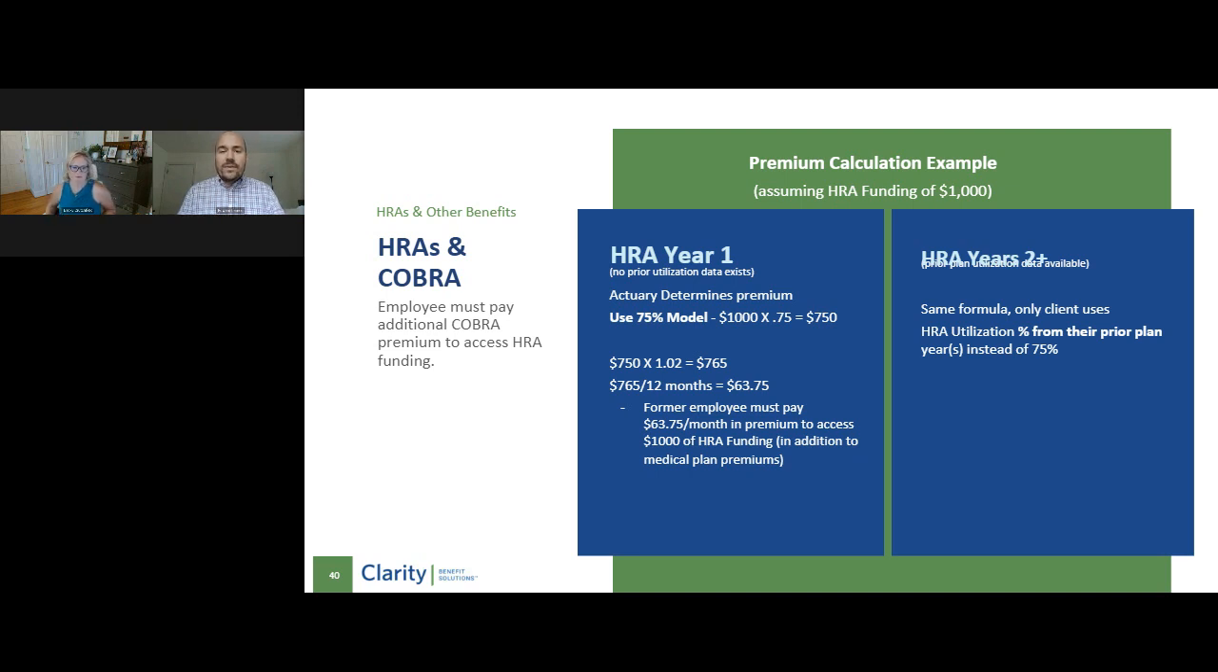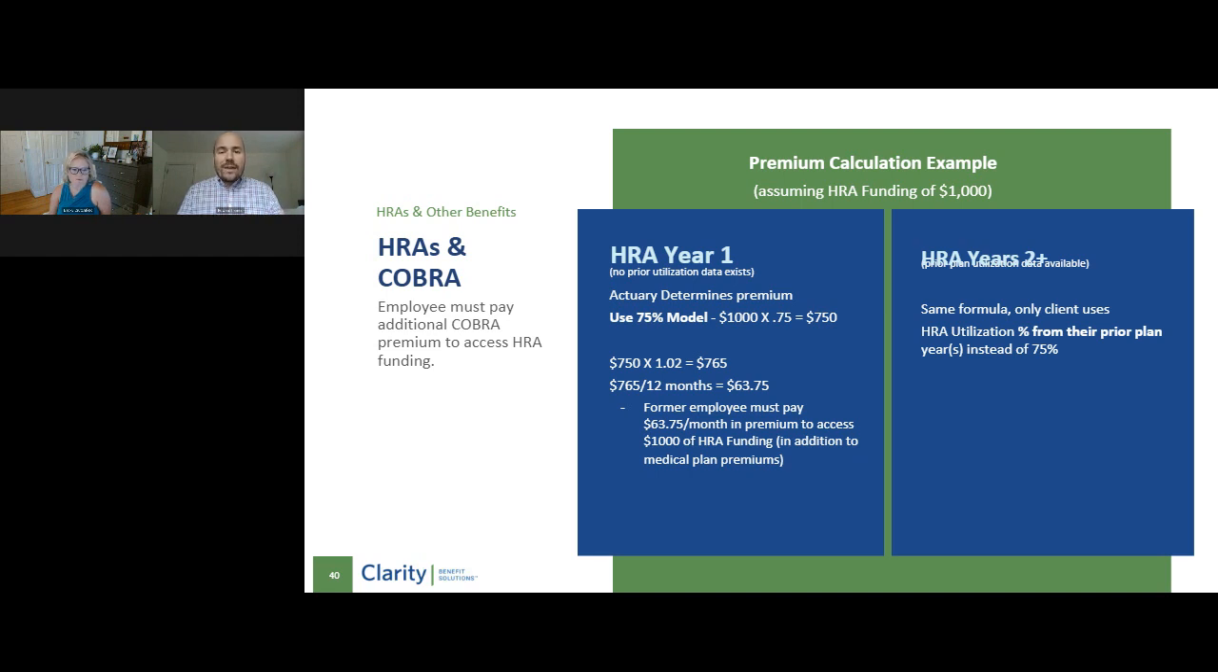So you'll see on this slide that there are really two different models for HRAs and how you determine the utilization. So you have the first year when no prior utilization data exists, and then you have subsequent years where you can adjust this calculation based on your employee population's utilization of the HRA from a prior year.